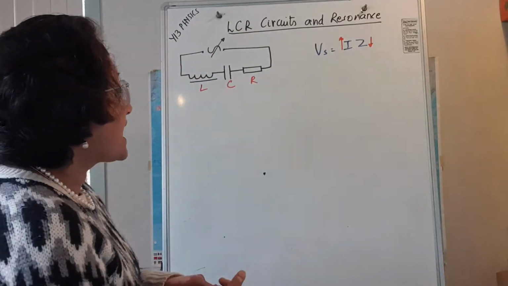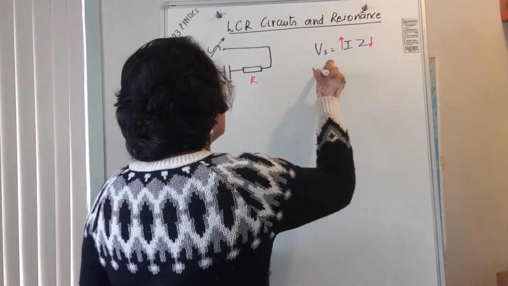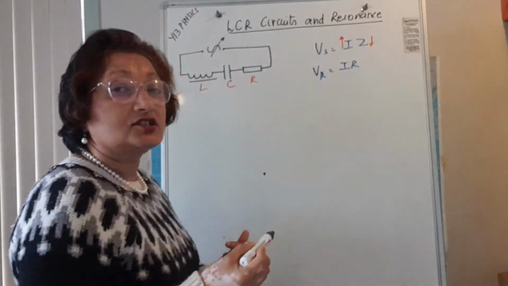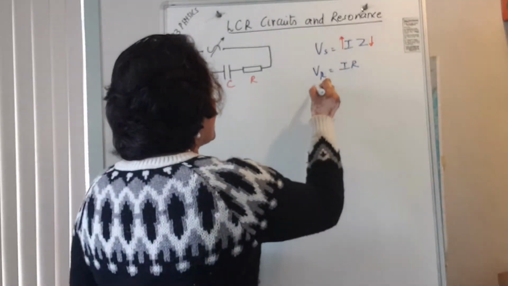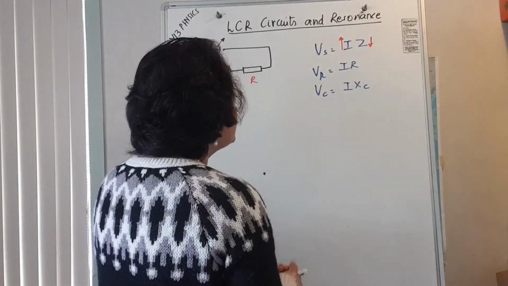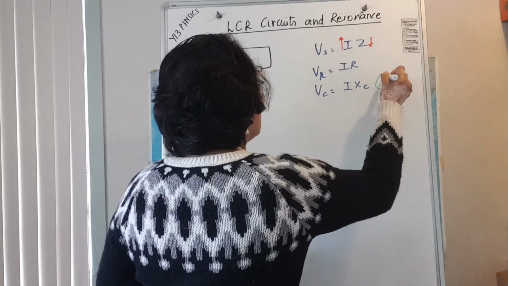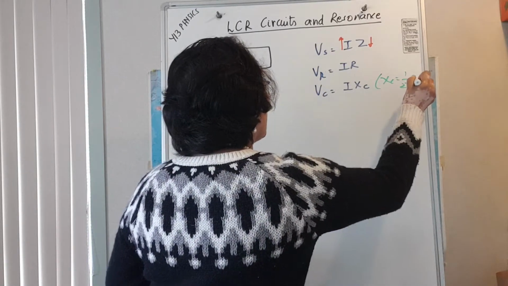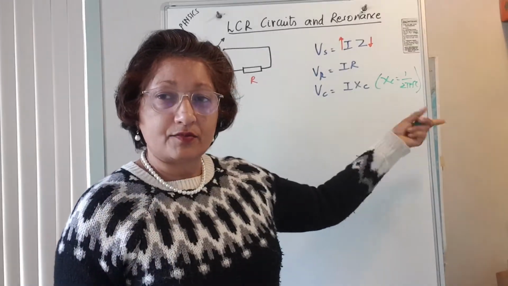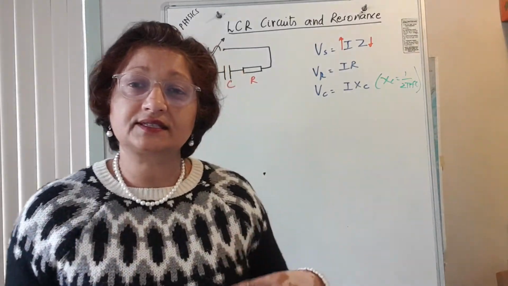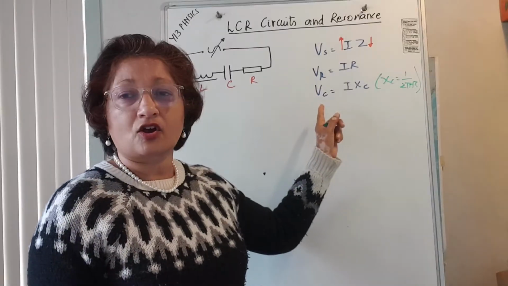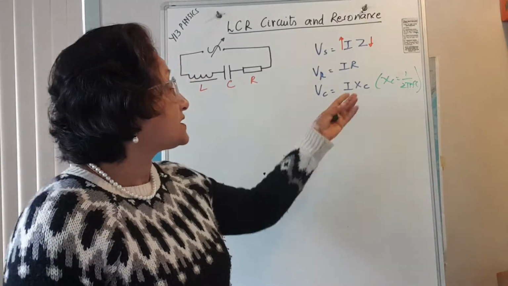If you're looking at the voltage across the resistor, V is equal to I times R, and R is a constant, it's not dependent on frequency. However, the voltage across the capacitor is I X_C. Now the thing is, X_C is equal to 1 over 2 pi f C. That means your reactance of the capacitor is inversely proportional to the frequency. So if the frequency increases, then your reactance is going to decrease, and that's going to have an effect on the voltage across the capacitor as well as the current.